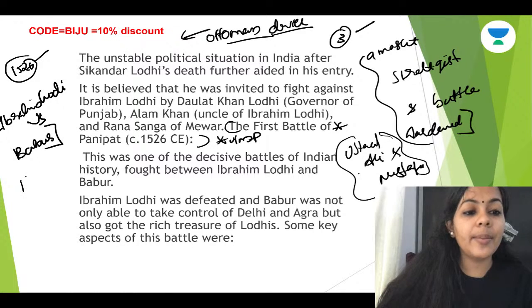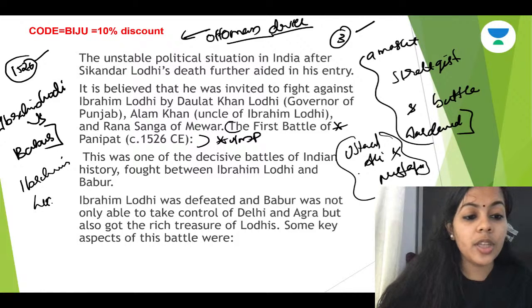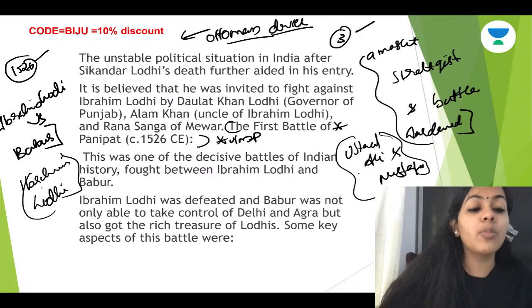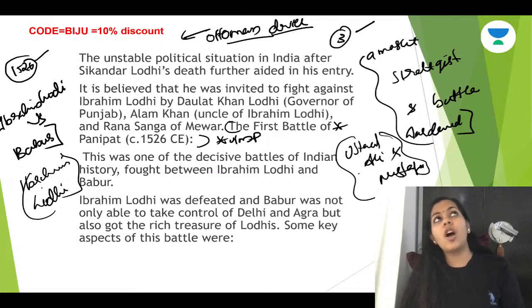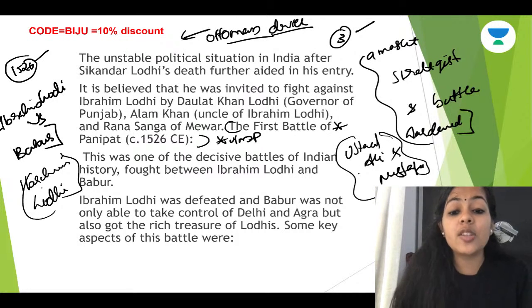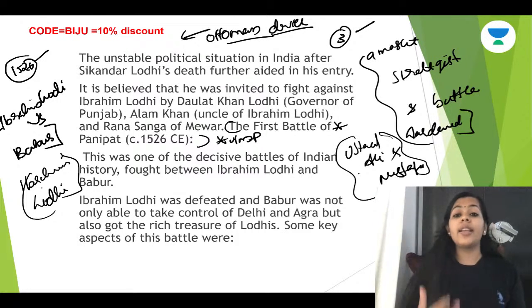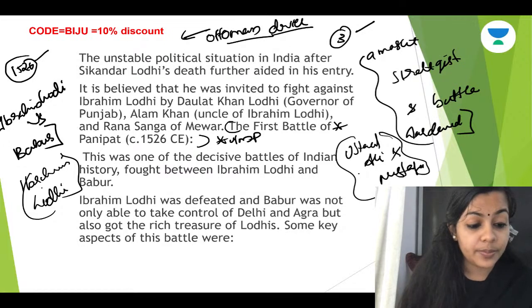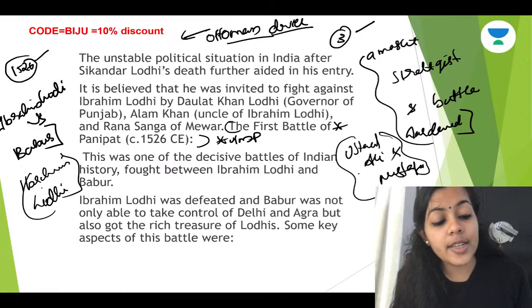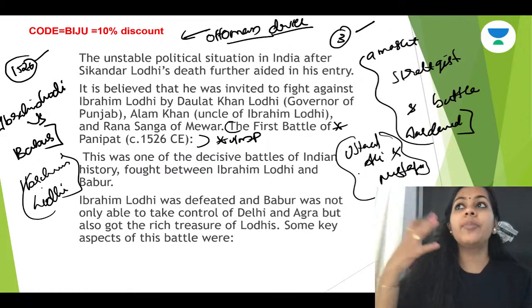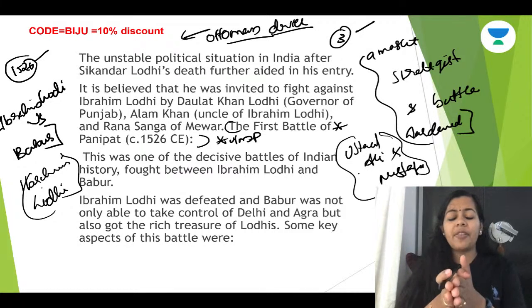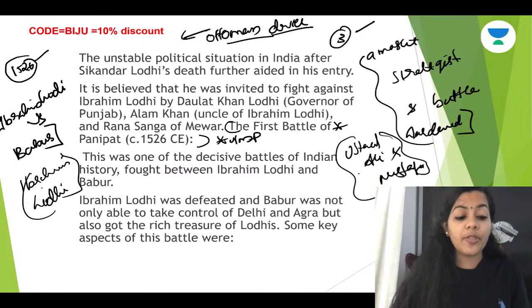So Ibrahim Lodi was never aware of Babur's tactics. He did not know how Babur was going to attack him. He did not have any idea. This was one reason why he lost the war. Babur's gunners used guns from the front, and they were very effective. They used this warfare.